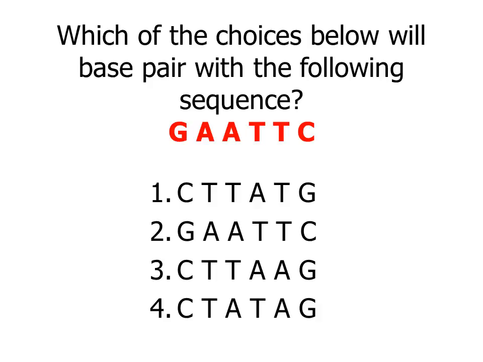Okay, which of the choices below will base pair with the following sequence? I suggest you get out a piece of paper if you need to and write these out, and then pause the video right now before I tell you the answer. But the answer is number 3, right? So that GAATTC. That G will base pair with the C in number 3, and then that AA will base pair with the TT in number 3, and then that TT base pairs with the AA in number 3, and then the C base pairs with the G in number 3. Because G always goes with C, and A always goes with T.